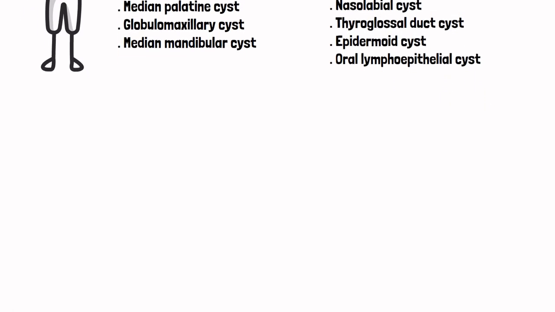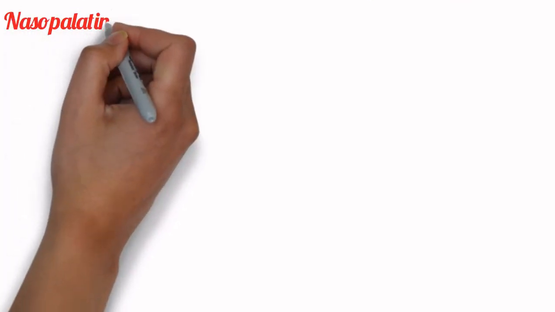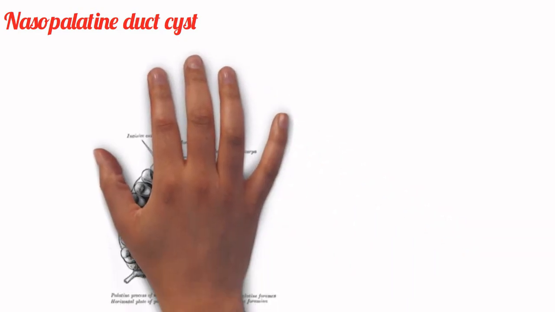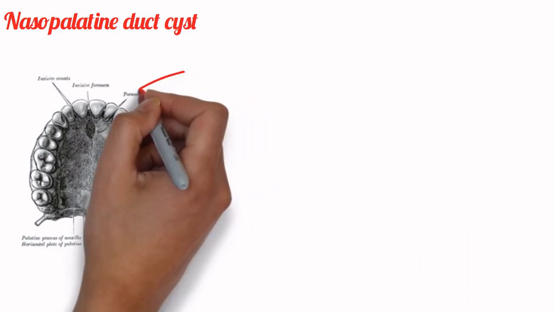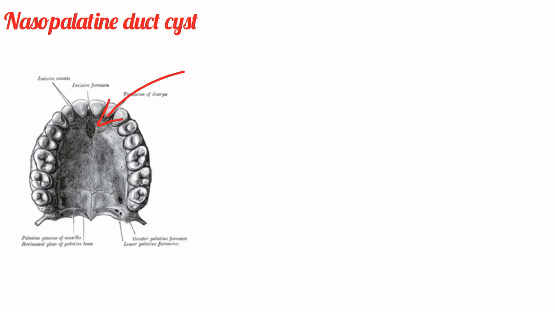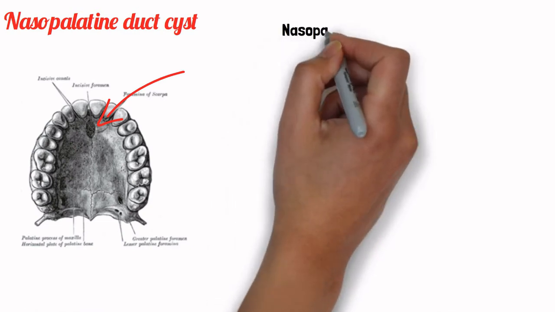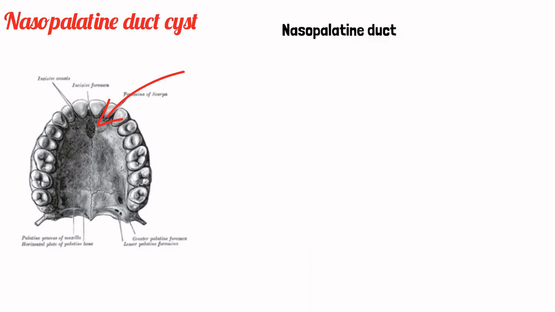So firstly we will see about nasopalatine duct cyst. So this nasopalatine duct cyst, it is the most common of all these non-odontogenic ones, which is present in the midline of anterior maxilla. Now here is a picture which is showing the location of an incisive canal. So basically the nasopalatine duct, it is present within this incisive canal and it is formed during palate formation.